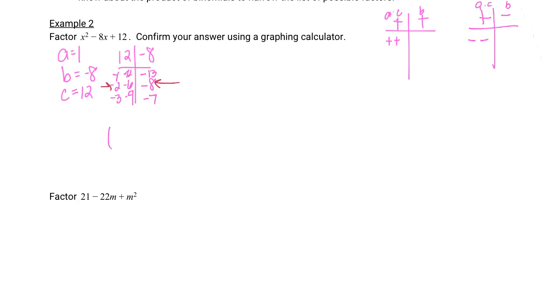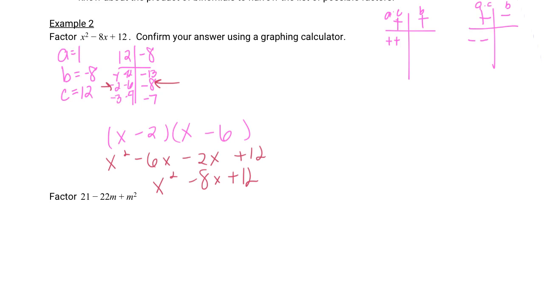Just like we did before, we make 2 parentheses. Our variable goes in the front of each, and then our 2 factors go on the back. Okay, we can multiply to double check. I've got x squared minus 6x minus 2x plus 12. That's x squared minus 8x plus 12, which is indeed what we have.